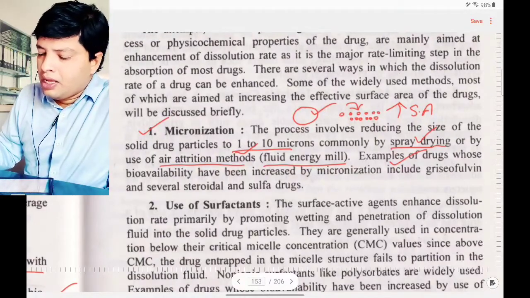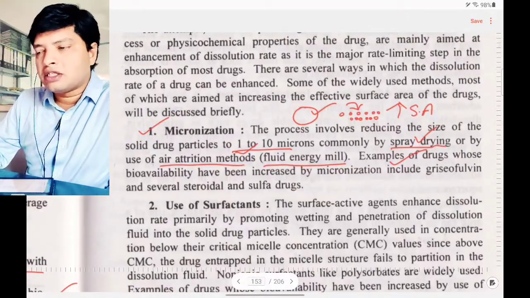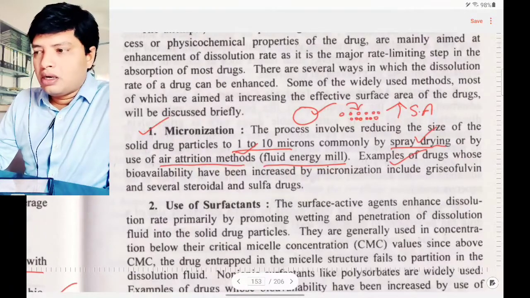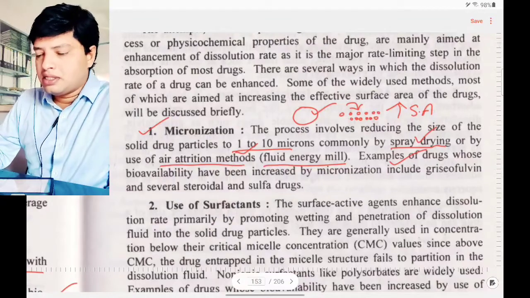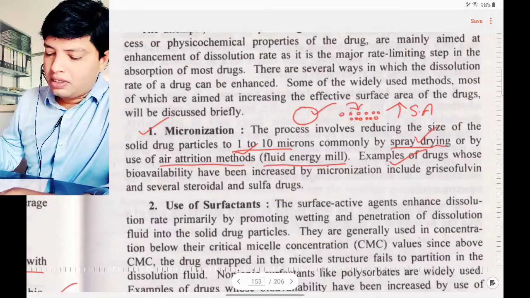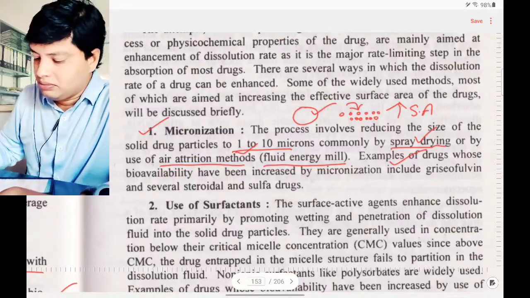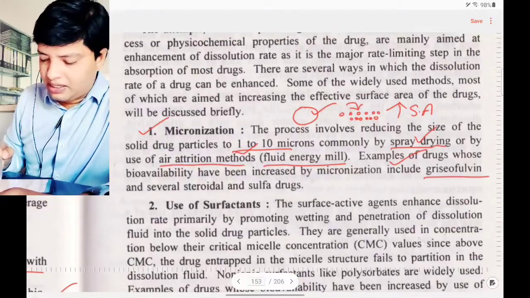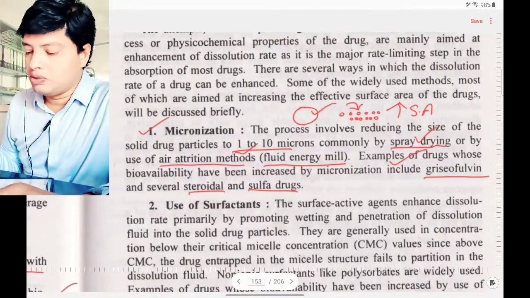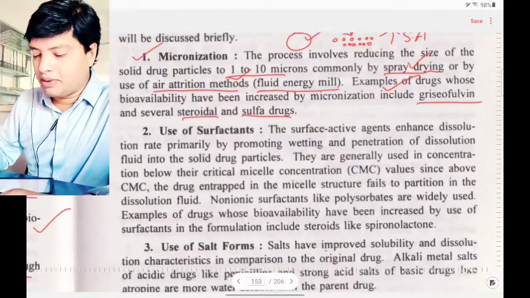By decreasing the particle size, surface area increases. If the surface area increases, more and more molecules are going to interact with the dissolution medium, and there will be an increase in solubility. Examples of drugs whose bioavailability is increased through micronization are griseofulvin and several steroid and sulfa drugs. Remember this GPAT question. Remember the examples.